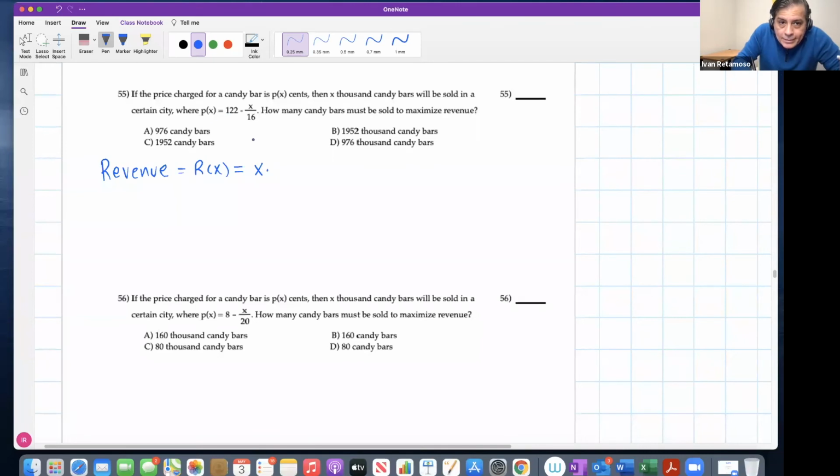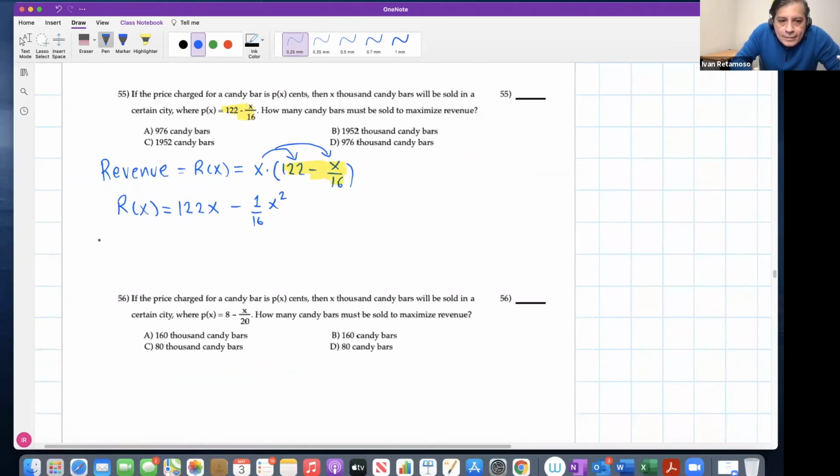But the price depends on x this way, 122 minus x over 16, right? It's given there. So pick it up from there. This guy goes here. Okay, great. Now let's compute our revenue function. This is what they want us to maximize, right? That will be 122x minus 1 over 16 times x squared.